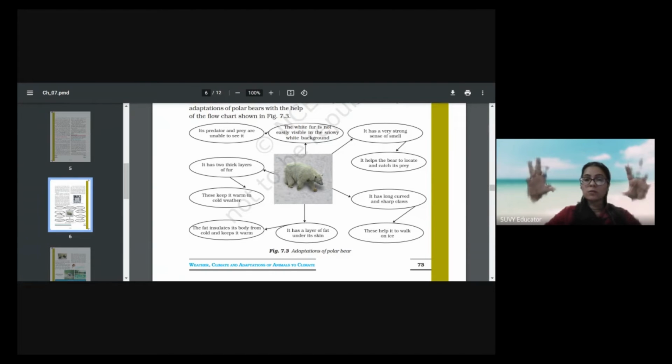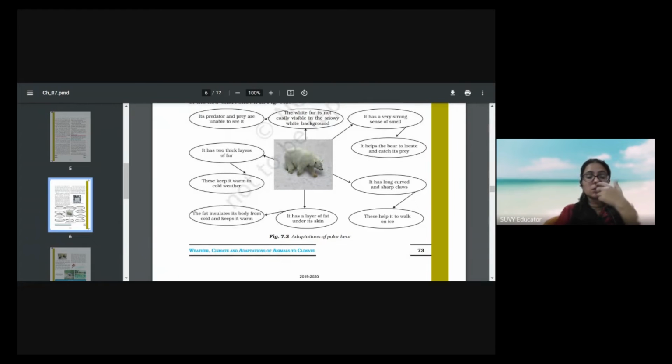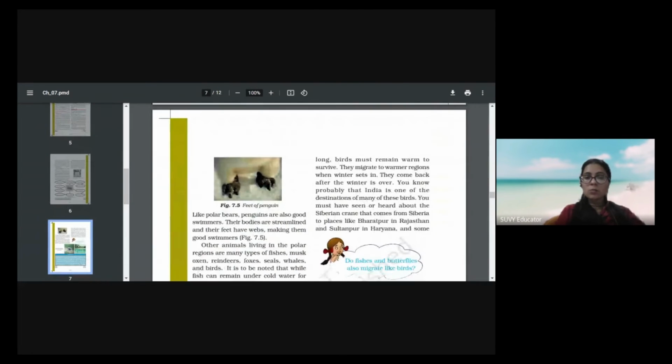The paws are very heavy and broad, so that it can easily swim. You can see in the textbook that these are the adaptations, the conditions in the polar bear, so that it can live in that cold, minus 37 degrees, the minimum temperature. So in the syllabus, polar bear is very important, and the question might be asked on the polar bear only.